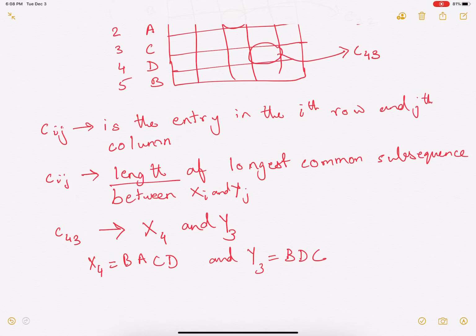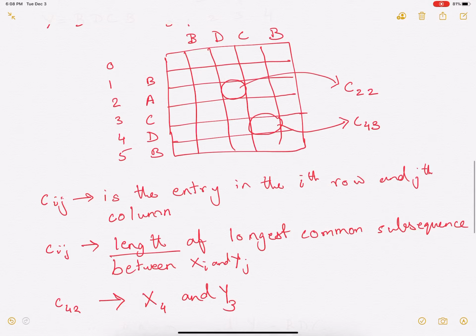So if we go back to this table, when we reach this place out here, this should give us the longest common subsequence. This entry C54 should give us the LCS of x and y. Okay, so that's what C54 gives. So this is the important bit here. That's what C54 will give us.